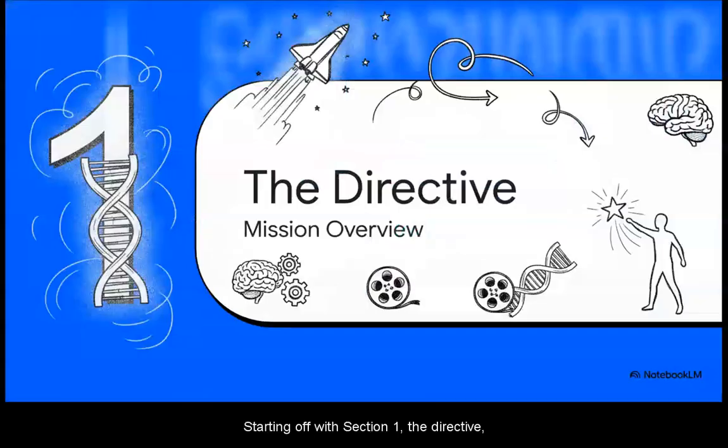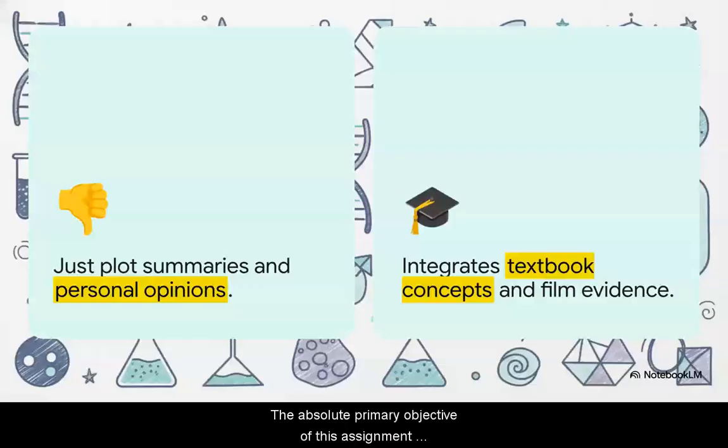Starting off with Section 1, the directive, which is your mission overview. The absolute primary objective of this assignment is to bridge theory and application. You're being tasked with taking the psychological concepts you've learned throughout the course and connecting them directly to the themes in the classic 1997 sci-fi film, Gattaca.